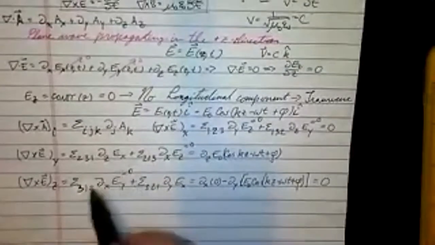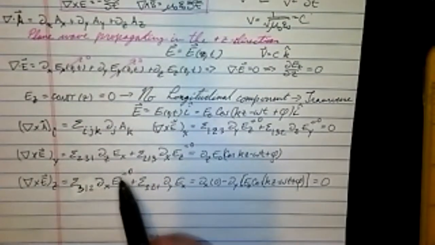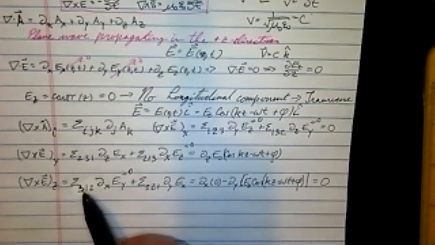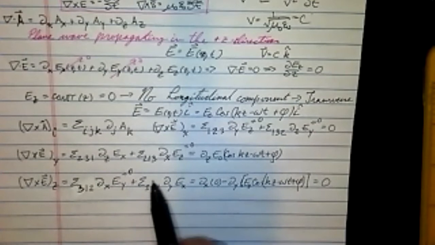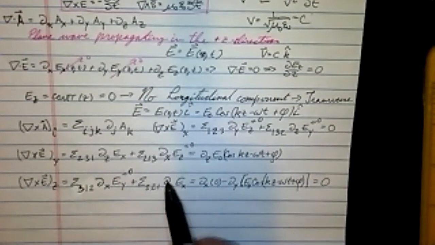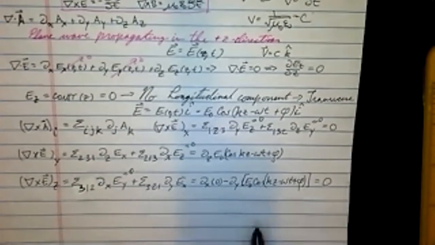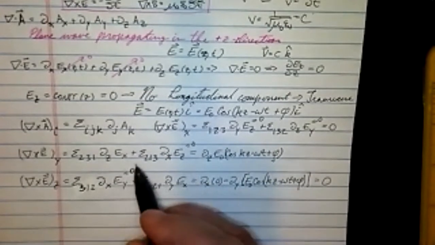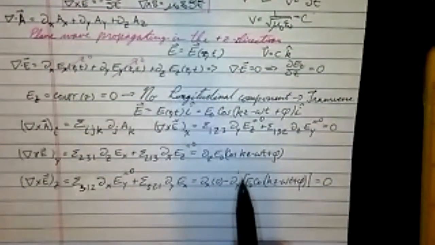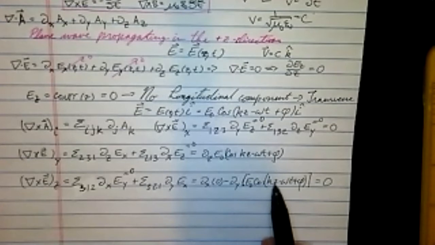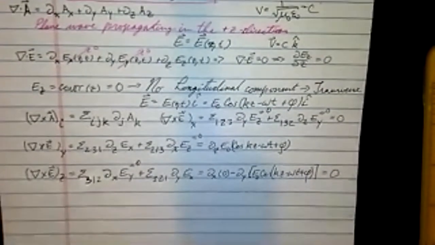Here it is. But again, we took epsilon 3, 1, 2 being partial with respect to the first variable, which is x, of the second component, which is y, plus epsilon 3, 2, 1, which is the derivative with respect to the second variable, which is y, of the first component, which is x. Obviously, the y component was 0 because we've decided to only call it the x component. And then the partial derivative with respect to y of this function of z and t is also 0. So I get 0 for all that.